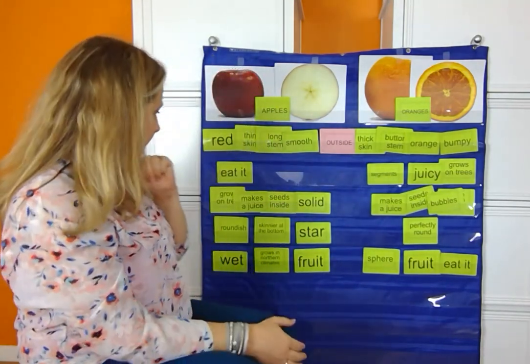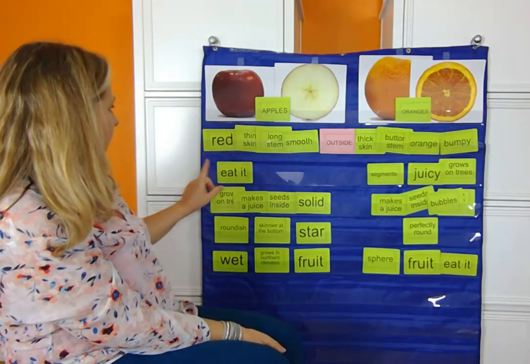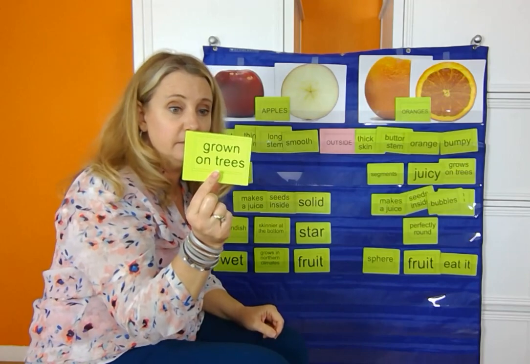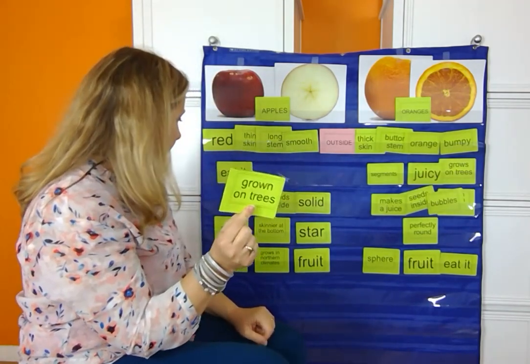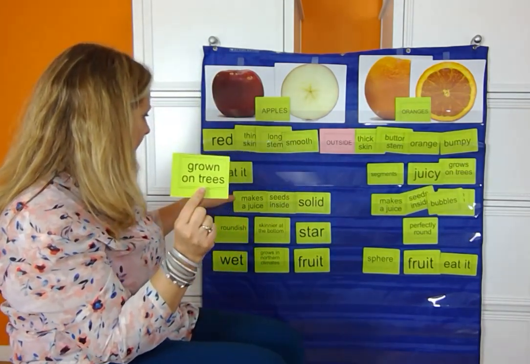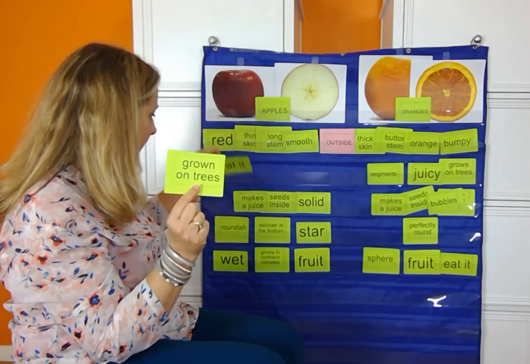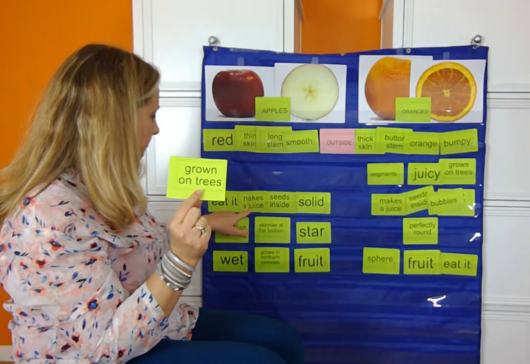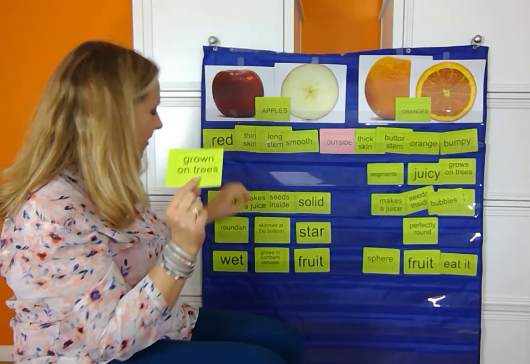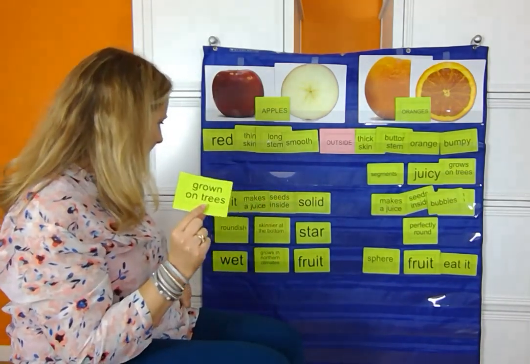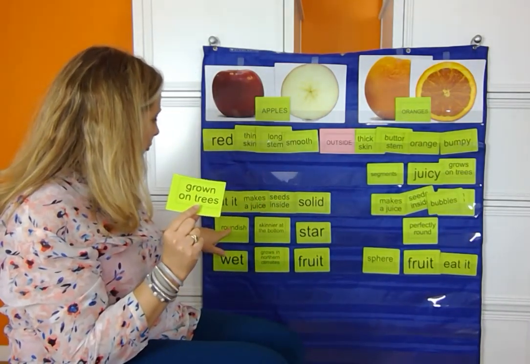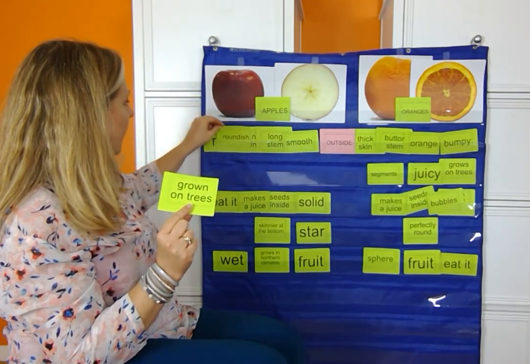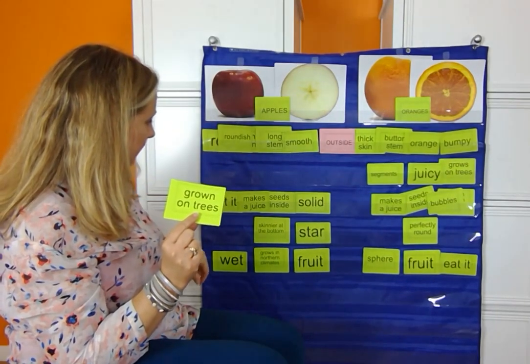Okay, let's try another one. Let's see. Well, what could I do for apples? Well, they're grown on trees, right? That's how they're made. Well, what else? You eat it? Well, that's not how it's made. That's something different. So makes a juice. Maybe. Well, that's not how an apple's made. That's what you do with it later. Let's see. Roundish. Oh, I think that's kind of the outside again. I'm going to put that up here. Add that in. Got a few things up there.